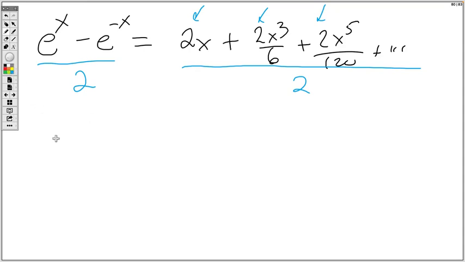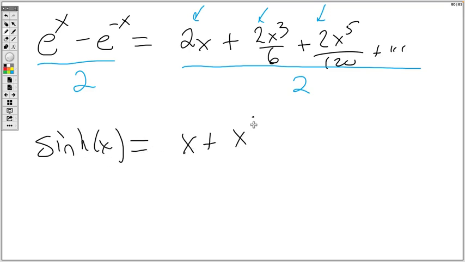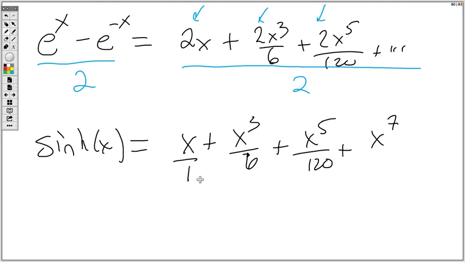Here's my formula for sinh. It's x plus x cubed over 6 plus x to the 5th over 120 plus, what would the next one be? X to the what? 7th. Do you recognize these denominators? Those are all what? Factorials. So this would be 7 factorial. So check this out. This is pretty wild.